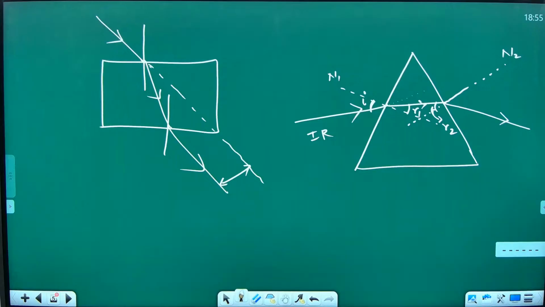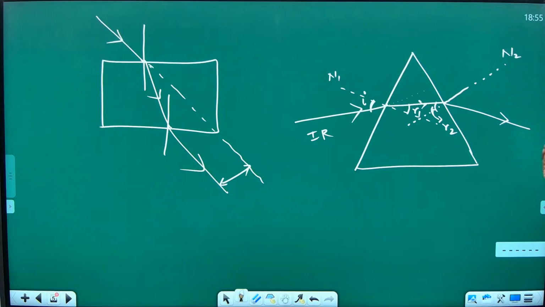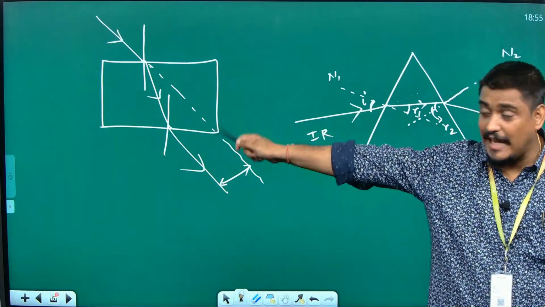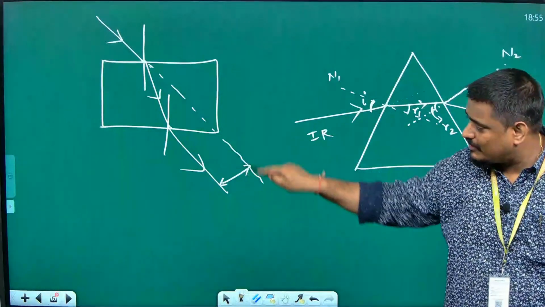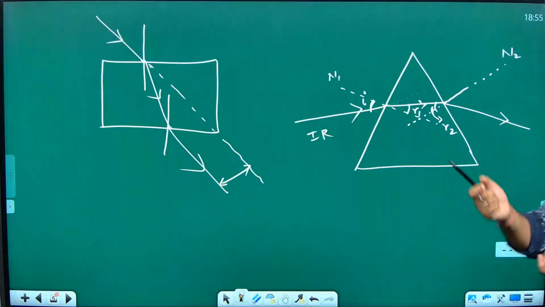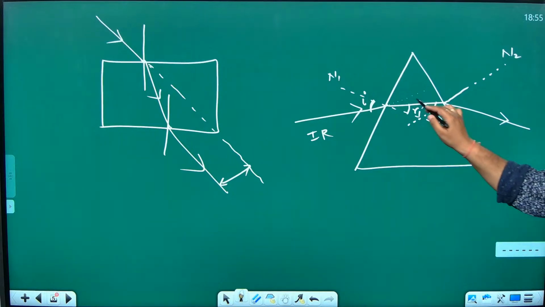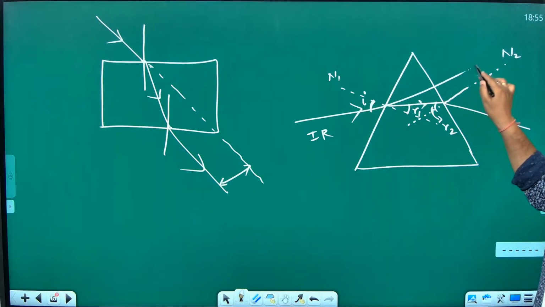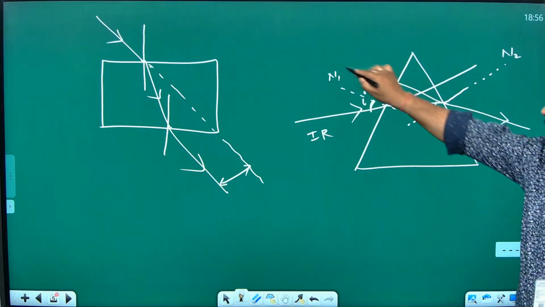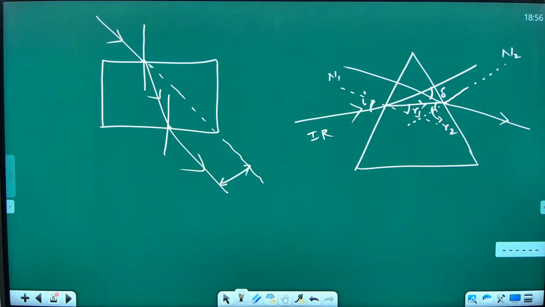Did you feel that the angle itself changed? In the case of a displacement, a rectangular prism, the path was same, displacement took place, angle remained same. But in the case of triangular prism, what happened? The angle itself changed. It means deviation took place. And you know what is the angle of deviation? If you extend the incident ray and if you extend the emergent ray, what is this angle? This angle is called as angle of deviation.